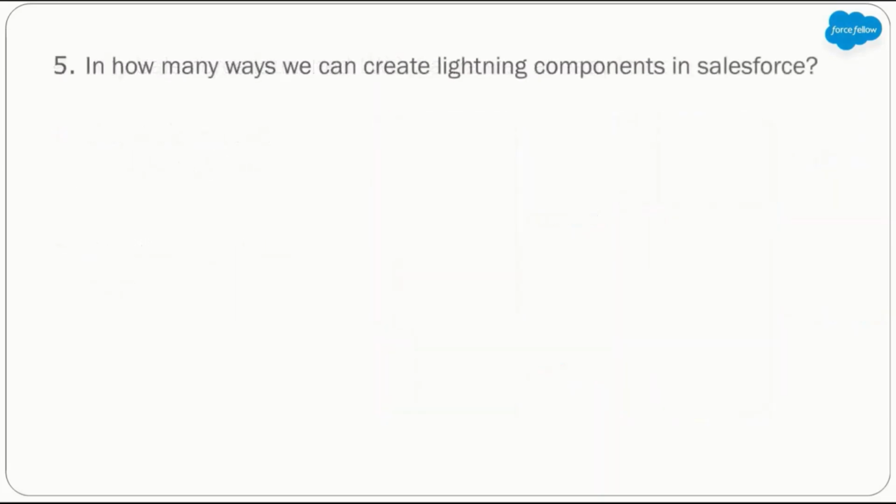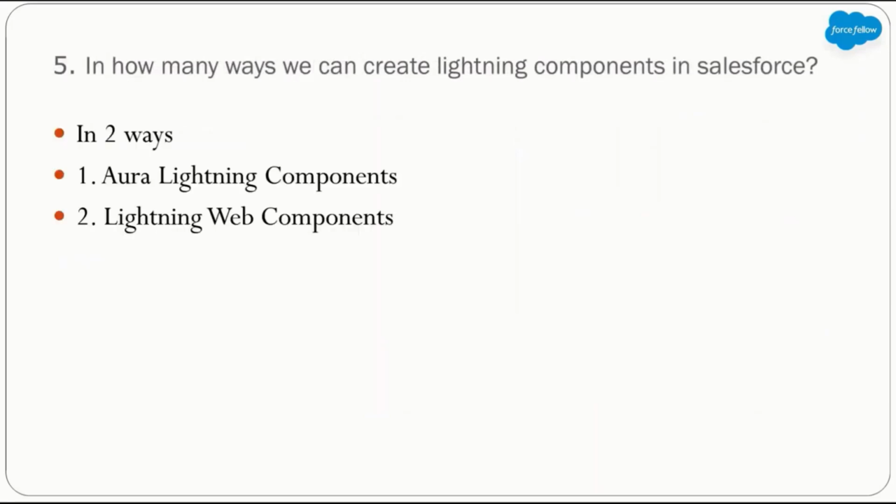Next we have, in how many ways can we create Lightning components in Salesforce? So generally we can develop Lightning components in two ways. First is the Aura Lightning component and second is Lightning Web components. So Aura was available in 2014 and Lightning Web components became available in 2019.